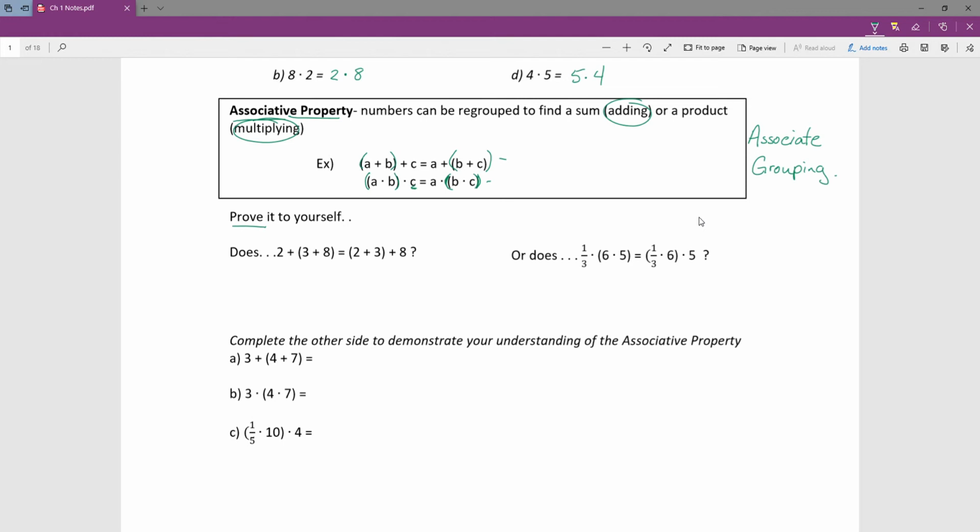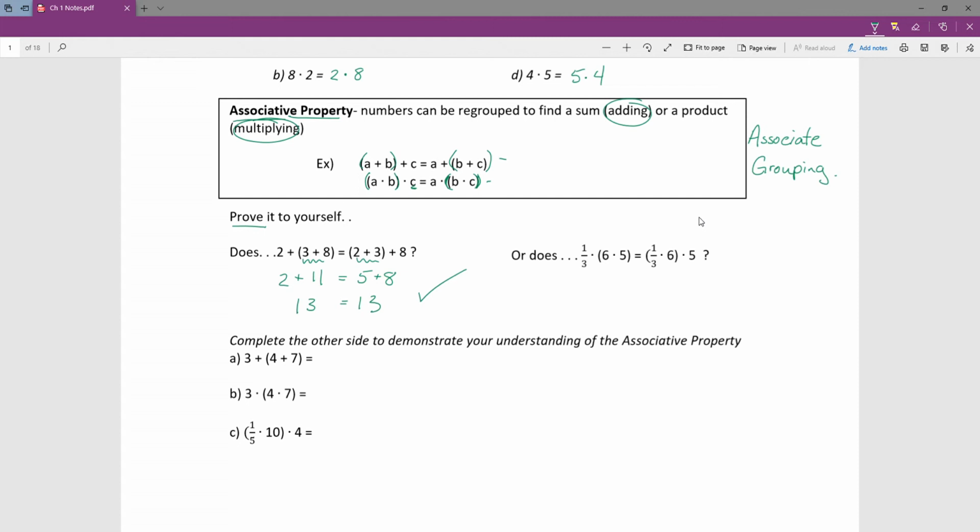So I'd have to do what's in the brackets first because of order of operations. And so I'd have a 2 plus 11 or a 13 on this side. And on the other side, I'd have a 5 plus 8 or a 13. And what I'm trying to illustrate here is that, yeah, it does check out. It does match.